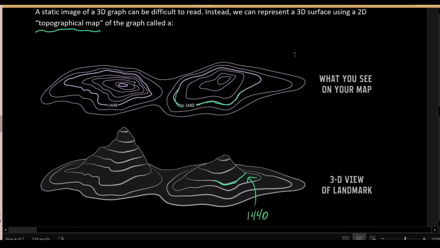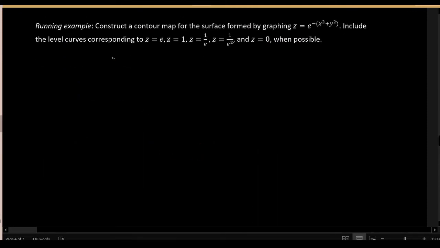So a contour map is going to look a lot like this topographical map taken from the REI Co-op, a two-dimensional picture where the different level curves are drawn and are labeled with the corresponding elevation / z value. So let me show you how to draw a contour map for a particular surface in the following running example.